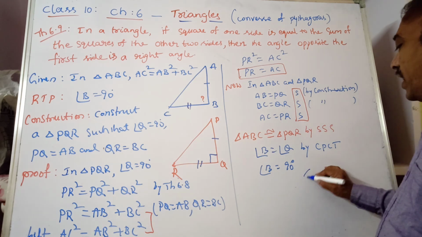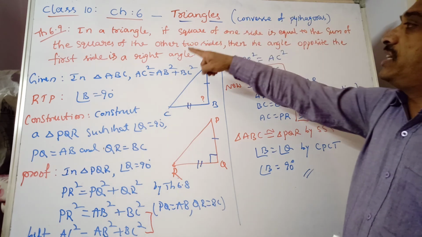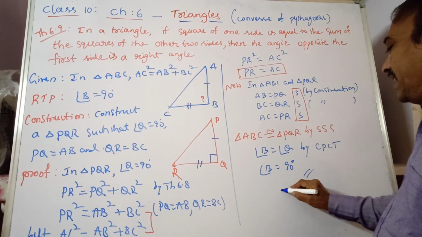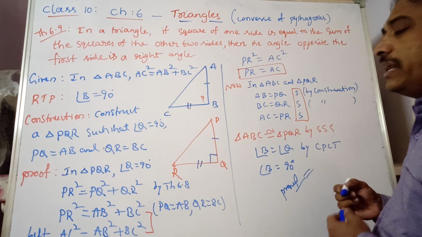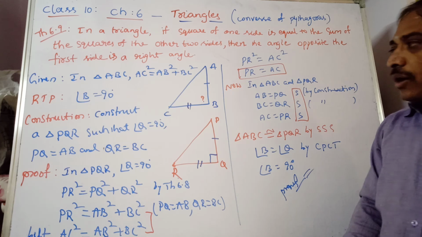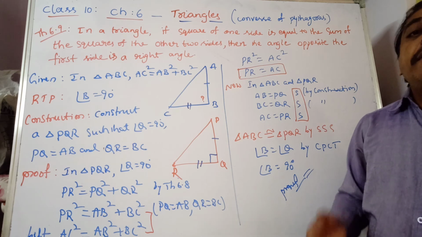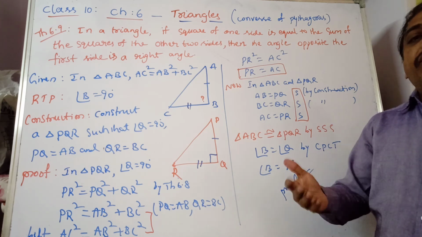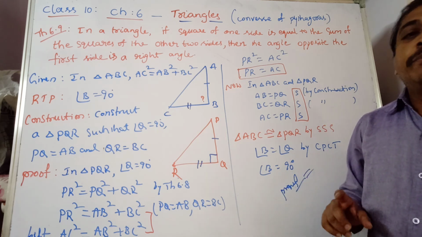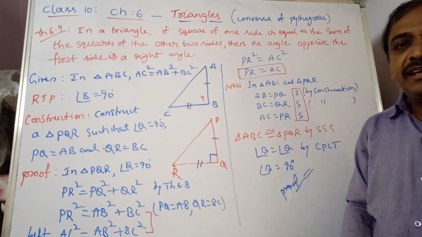Therefore, if the square of one side is equal to the sum of the squares of the other two sides, then the angle opposite to the first side is 90 degrees. Proved. Is it clear? I hope you understood. What have we discussed now? We discussed theorem 6.7, the Pythagoras theorem and the converse of the Pythagoras theorem. Pythagoras theorem is also known as Baudhayana theorem, proved by an ancient Indian mathematician. Is it clear, students?